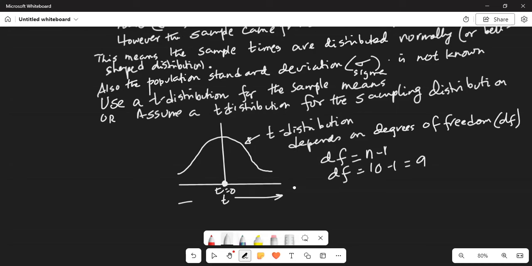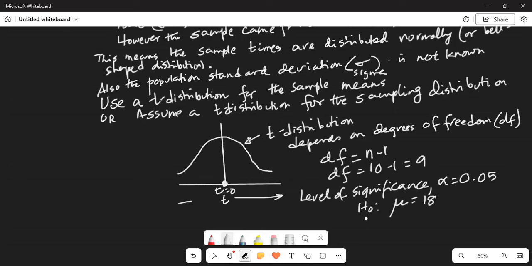In my case, since I have a sample size of 10, degrees of freedom is 10 minus 1, which is 9. Now our level of significance alpha is equal to 0.05. Remember, our null hypothesis H0 is mu equal to 18, and because we do not know whether it is greater than or less than 18, we will test mu not equal to 18. This is called a two-tail test.